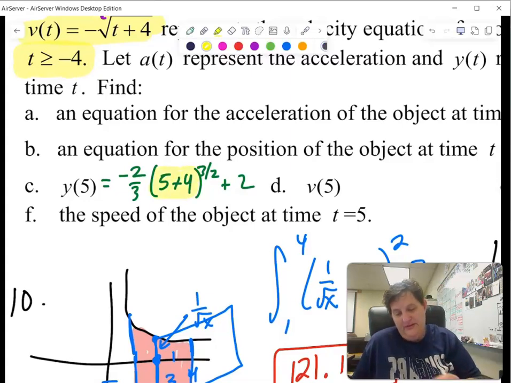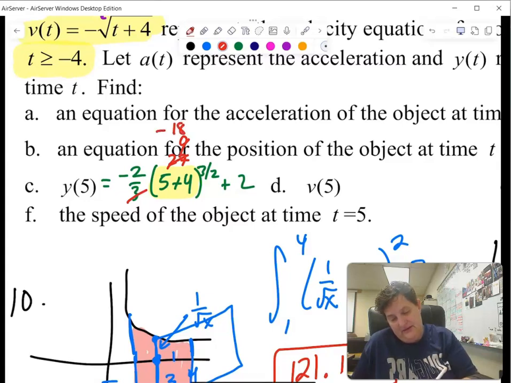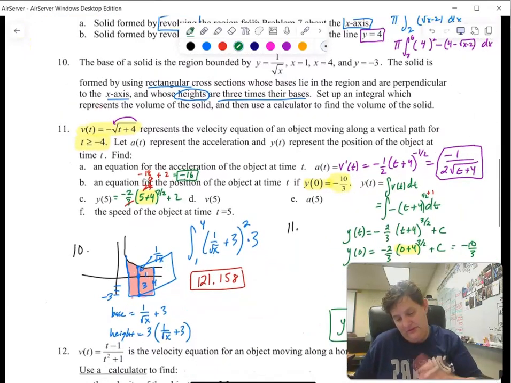If we were trying to simplify this, 5 plus 4 is 9. 9 to the 3/2, we go square root of 9 is 3. 3 to the 3rd is 27. So this is 27. 3 goes into 27 9 times. -2 times 9 is -18 plus 2. So that is going to give me -16 for part C. Okay, I just kind of wrote it up there.